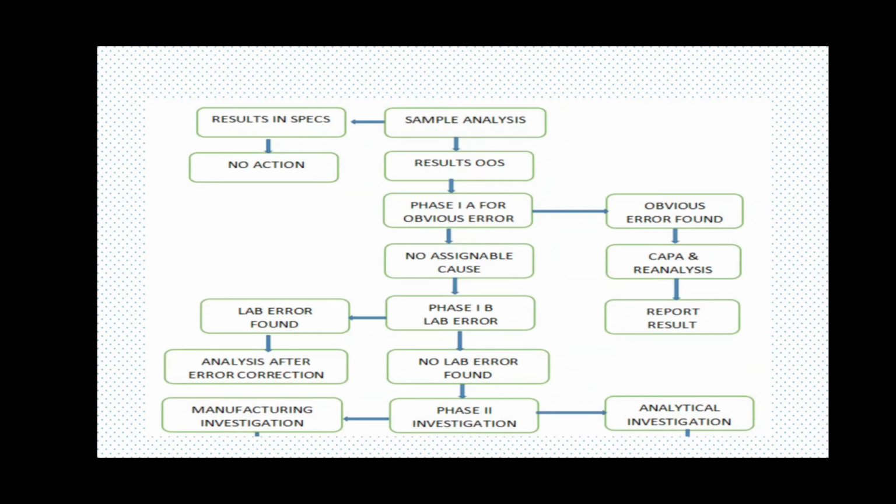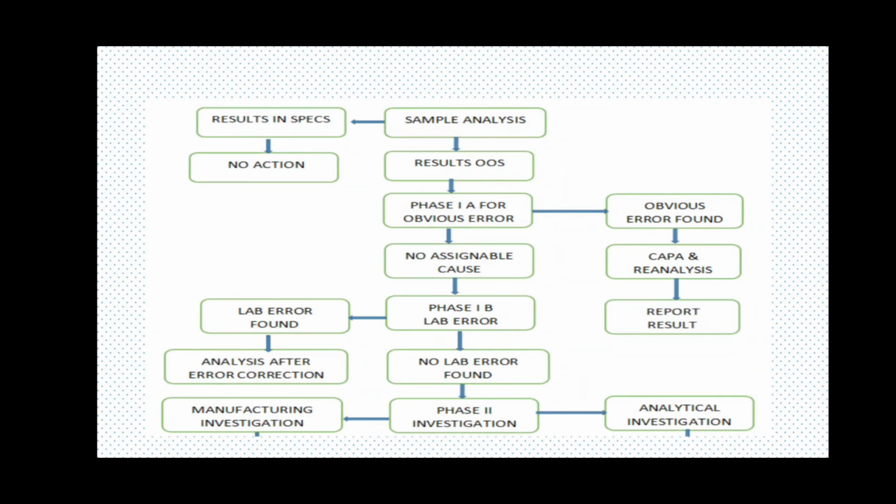Then this is one flow diagram to explain how the out of specification is handled. So first, if we have done the analysis of the sample and results are observed within specification, no action is required. If the results are out of specification, then we need to enter into Phase 1A for obvious error. If we are able to find the obvious error, then we need to take CAPA, then do the reanalysis and the results need to be reported along with the CAPA. If we are not able to find the obvious error in this particular investigation, then we need to enter into detailed lab investigation, that is Phase 1B.